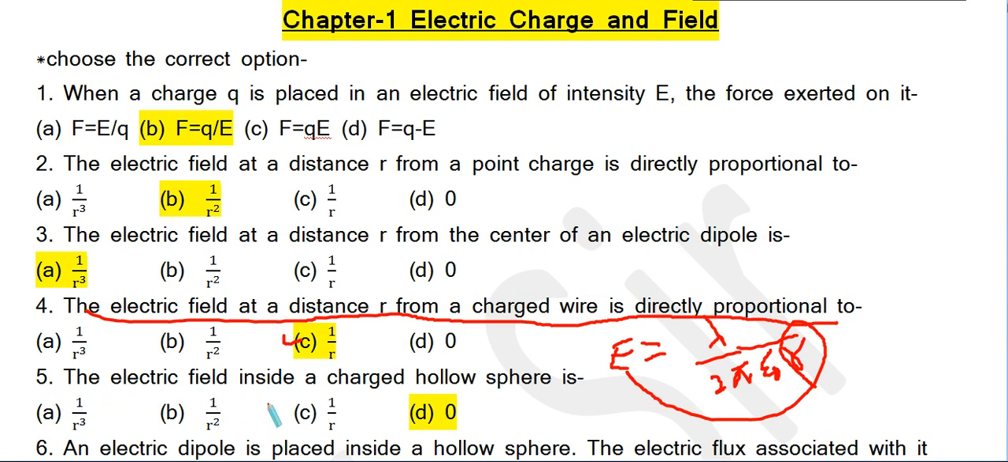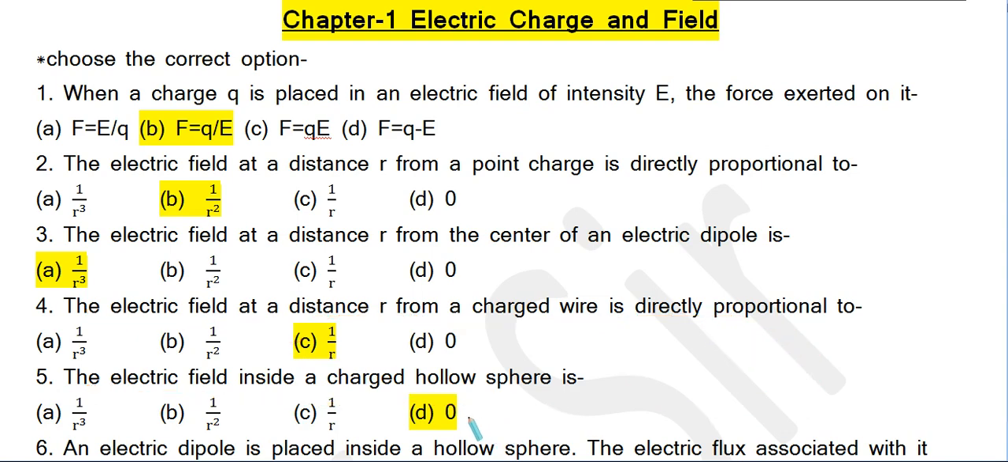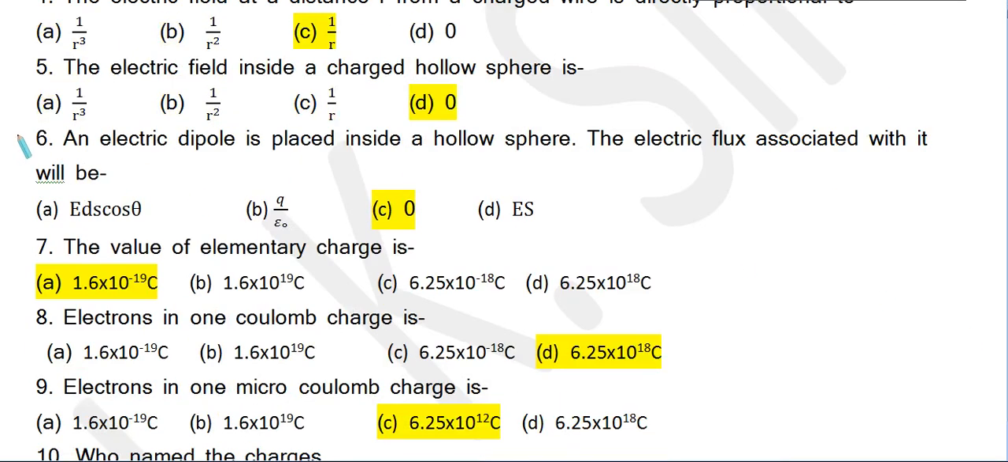Next, the electric field inside a charged hollow sphere. The electric field inside a charged conductor is always 0 because the charge given to the conductor is distributed over the surface of the conductor and no charge remains inside the conductor. Next, question number 6. An electric dipole is placed inside a hollow sphere. The electric flux associated with it will be 0, because the net charge on a dipole is 0.